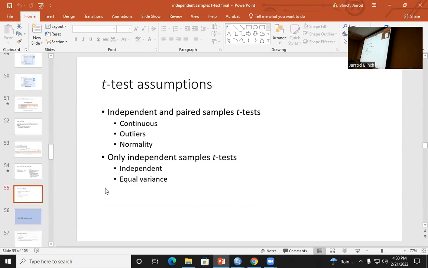So any questions about our assumptions? Three we've seen before. Independence, where we just want to make sure that we've got different participants for the most part. And then equal variances, which we don't need to worry about if we have an equal number of participants in both groups. That will come up again when we talk about ANOVAs.